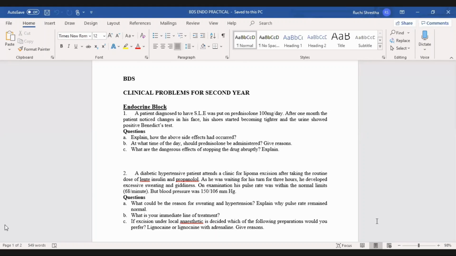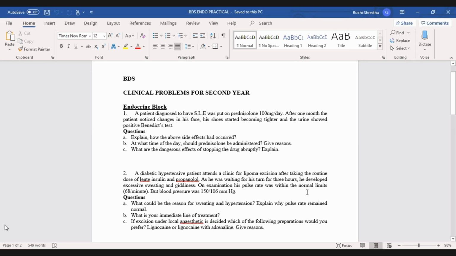So I hope you remember the advantage of combining adrenaline with lignocaine. So lignocaine is a local anesthetic used for local procedures, as for example dental extraction, or incision and drainage of abscesses, similarly lipoma excision. So in most cases we use lignocaine, the local anesthetic, along with adrenaline. So I hope you remember the advantage as well.